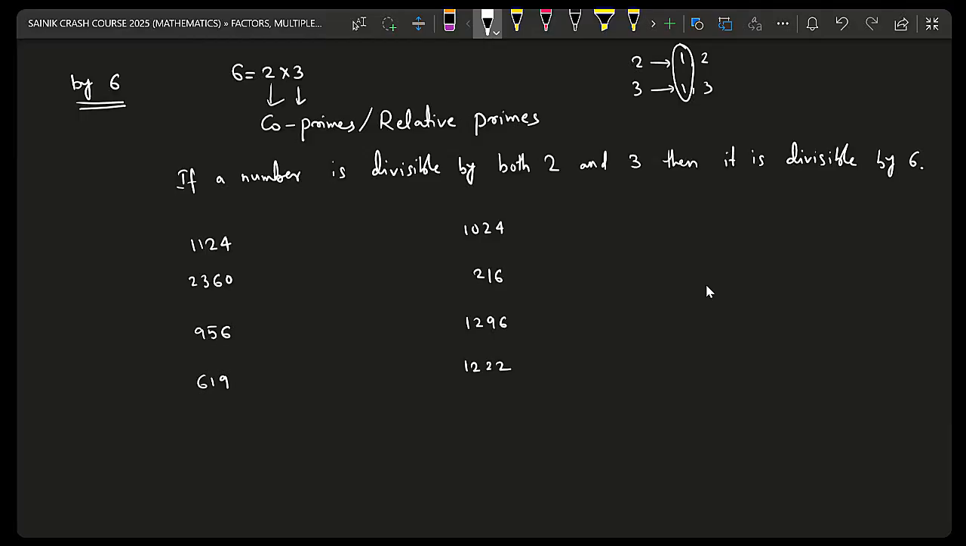So to check whether a number is divisible by 6 or not, we need to check by 2 as well as we need to check by 3. If it is divisible by 2 but not divisible by 3, it's not divisible by 6. If it is not divisible by 2 and divisible by 3, then also not divisible by 6. It must be divisible by both of them, 2 as well as 3.